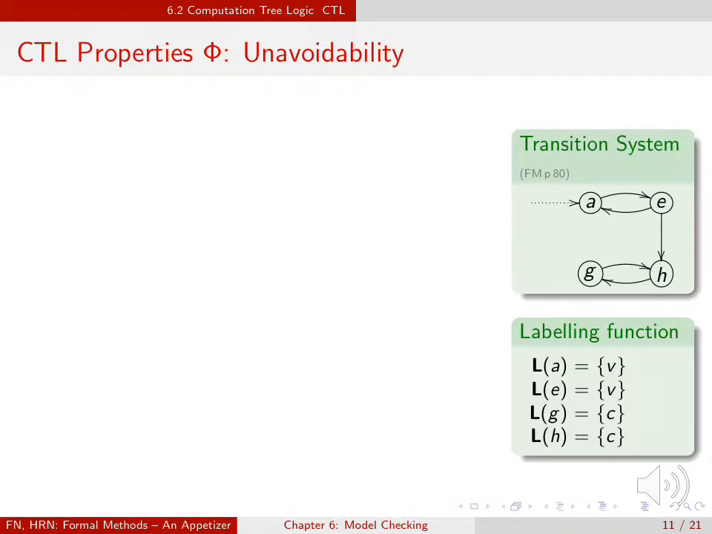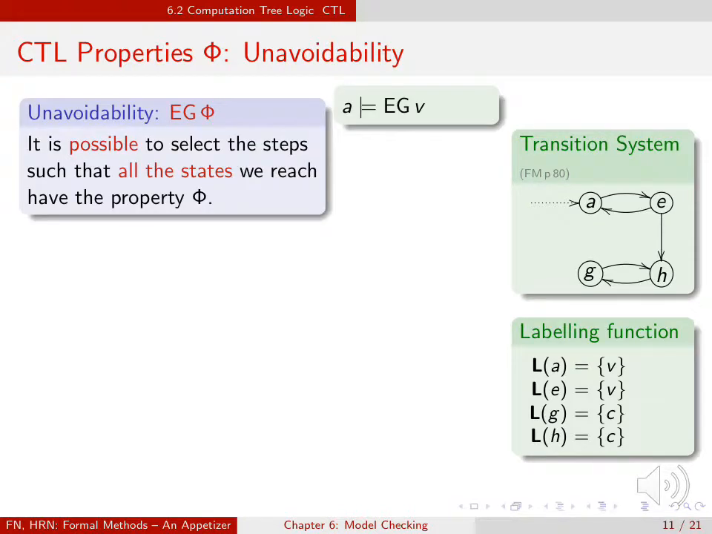We now move on to unavoidability. The first formula is EG of phi. It talks about whether, in the state we are in, it is possible to find a path where phi holds on every state on that path. In the example on the right, in the state A, EG of V holds because I can choose the path AE, AE, AE, and both of the two states on that path satisfy the property V of being a vowel.